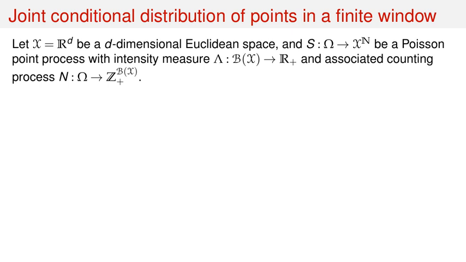This process is characterized by an intensity measure lambda mapping from the Borel sets of script X, script B of script X, to the non-negative real numbers R plus. Associated with S is its counting process N, which maps from Omega to Z plus, the non-negative integers, raised to the power script B of script X, telling us how many points fall into any given Borel set.